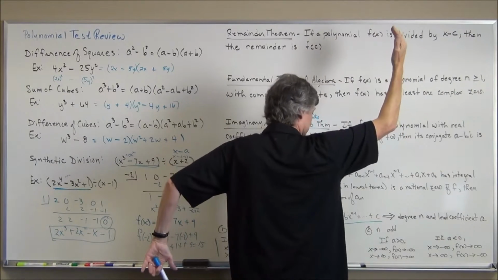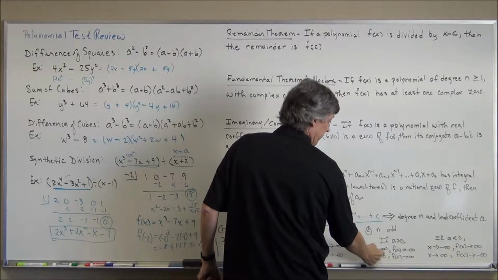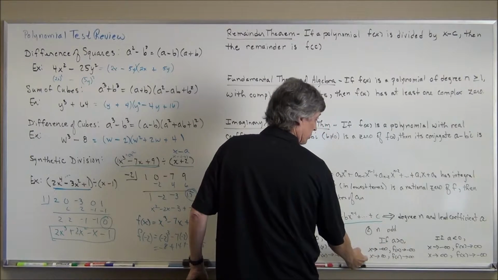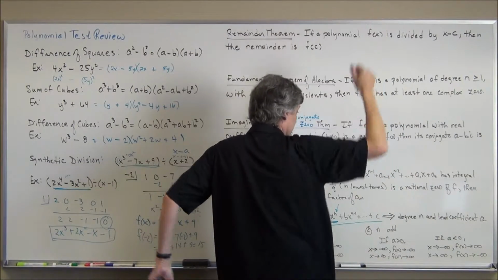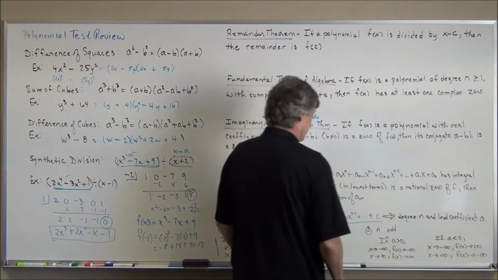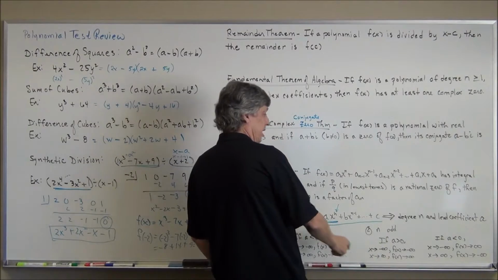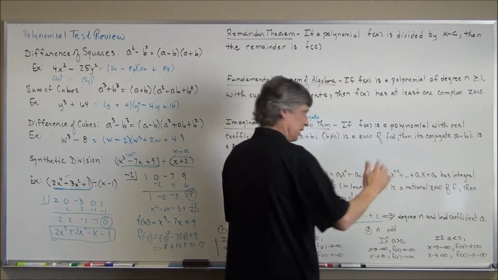One goes up, one goes down. As x goes to negative infinity, y goes to negative infinity. As x goes to positive infinity, y goes to positive infinity. That's for a positive lead coefficient. If it's a negative lead coefficient, if a, the number in front of the x to the n, is negative, it's just the opposite.